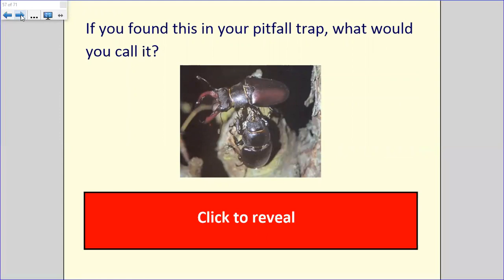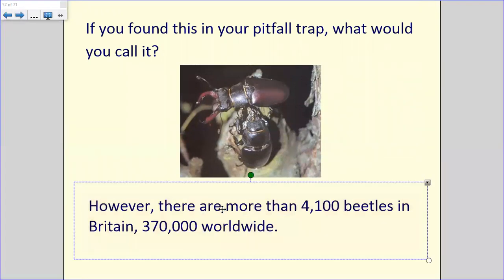So we've talked about sampling plants. We've talked about how we sample invertebrates, but we have another issue. Imagine you found this in your pitfall trap. What would you call that thing? Well, you might call it a beetle, but there are more than 4,100 beetles in the UK.